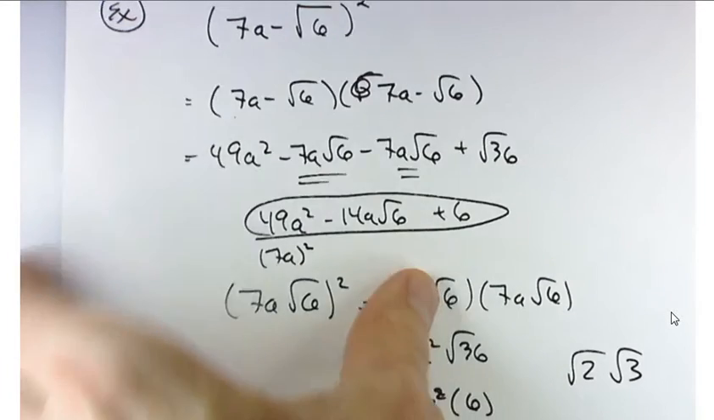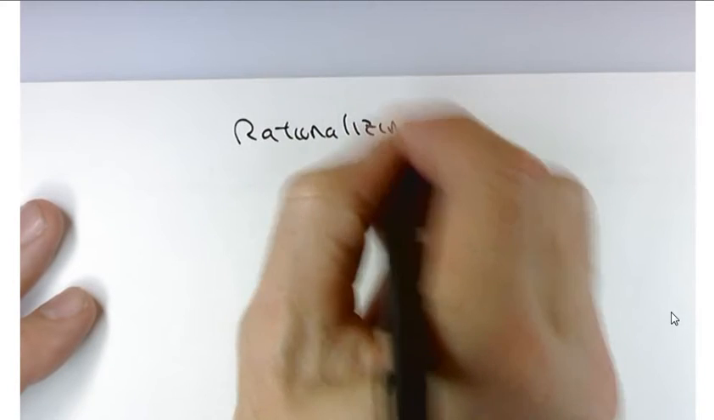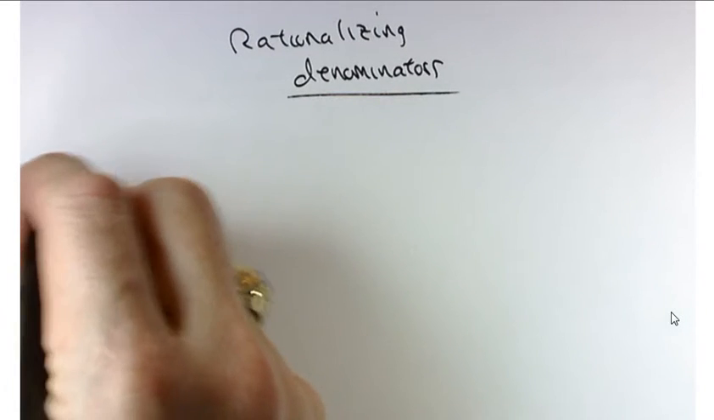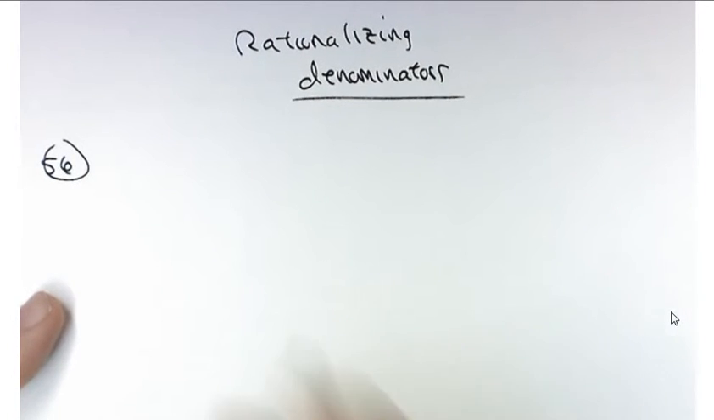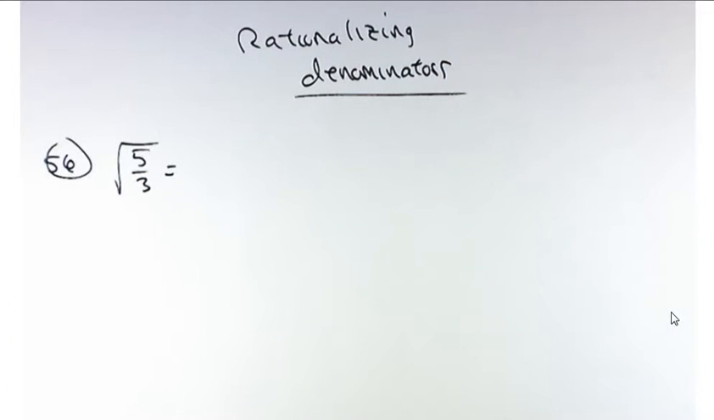All right, good questions. Last thing to pick up then is rationalizing denominators. So, we'll start with problem number 56. Yeah, 56. So, rationalizing denominators. So, problem 56 gives you the square root of 5 over 3.